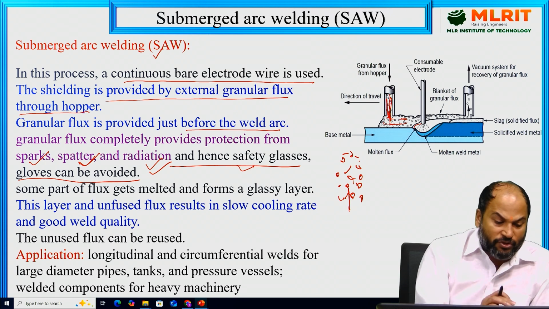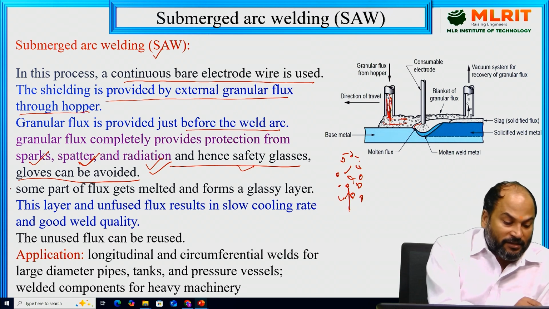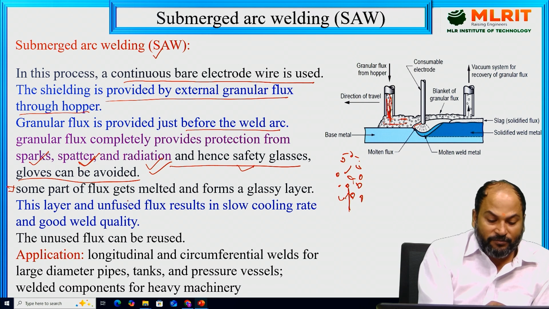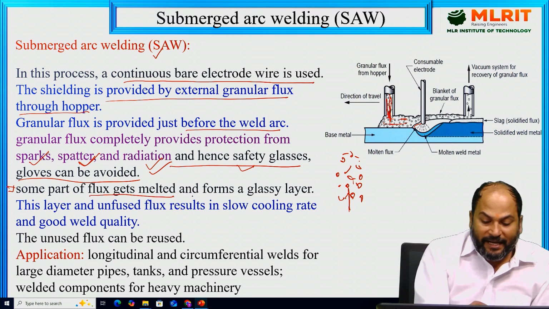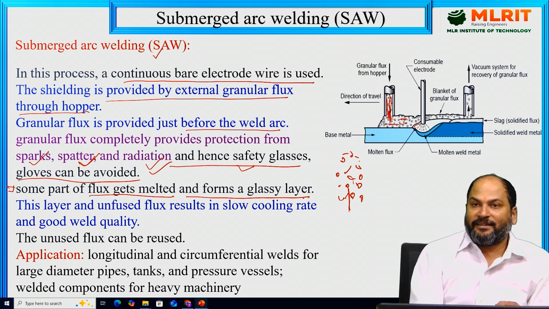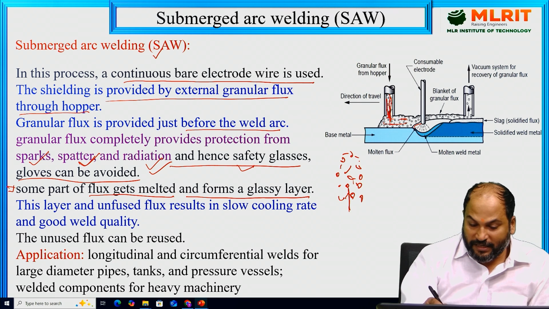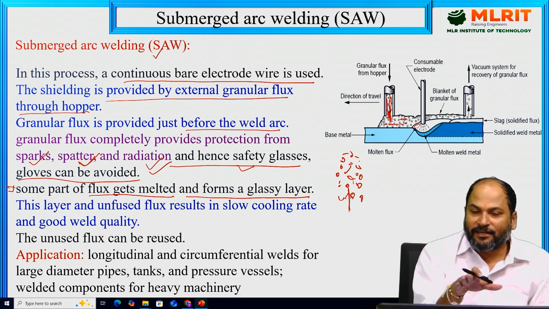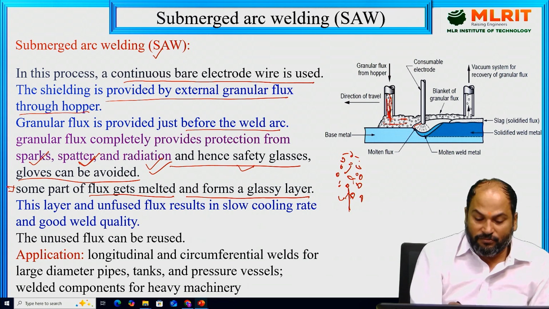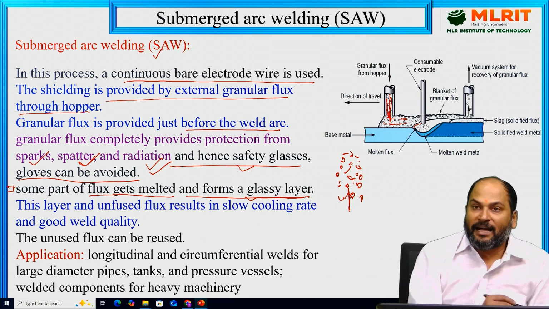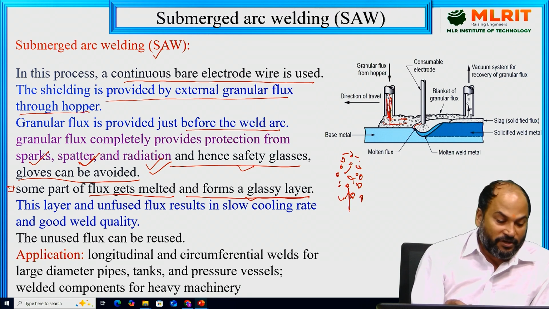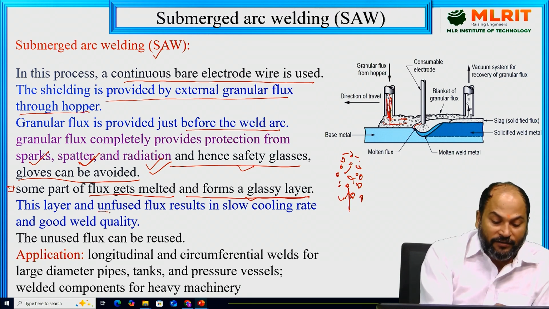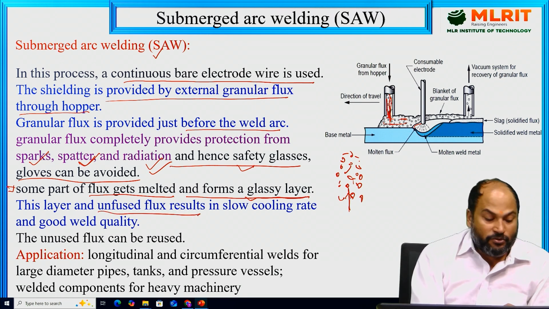The most important thing is this, and it is very very important. Some part of the flux gets melted and forms a glassy layer. Whatever flux is there and the arc is there, some of the flux will be melted and create a small layer, which is given the name glassy layer. It is very very important. This glassy layer and unfused flux result in a slow cooling rate.